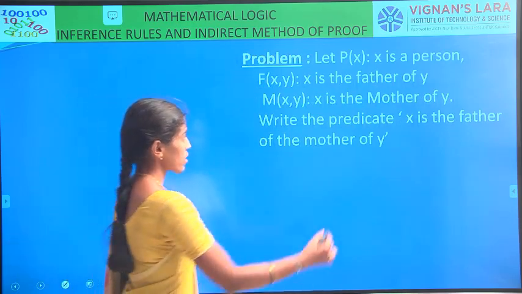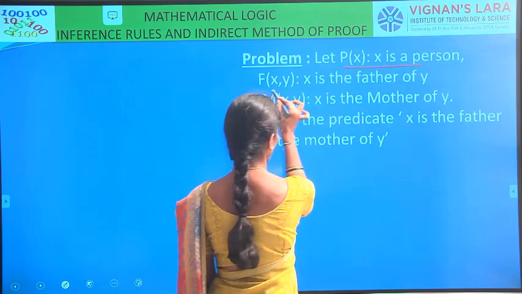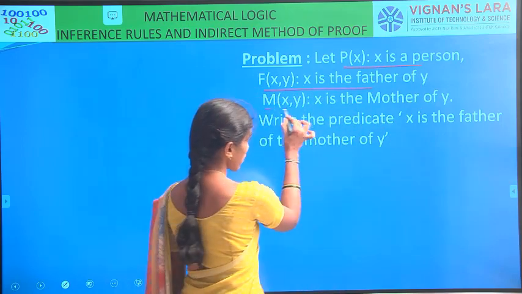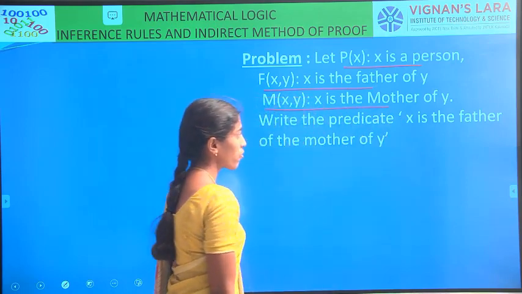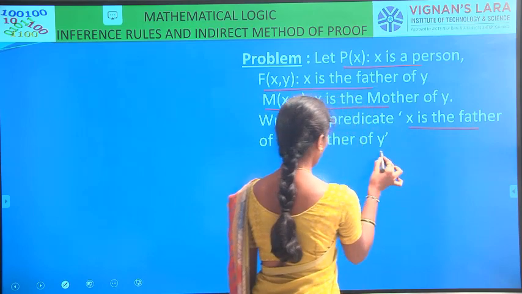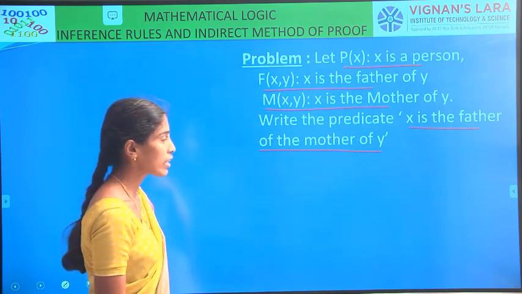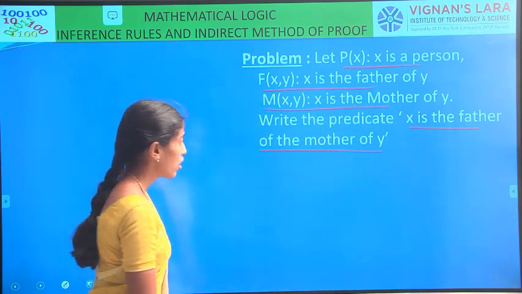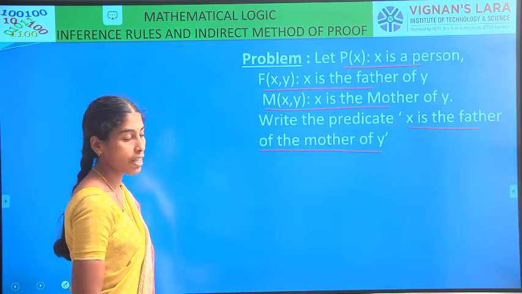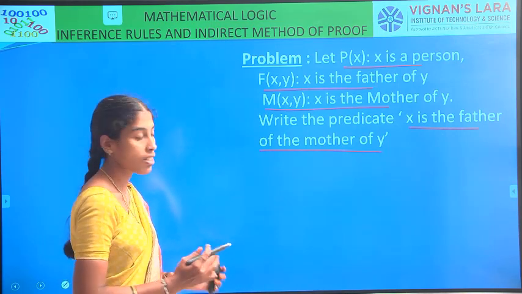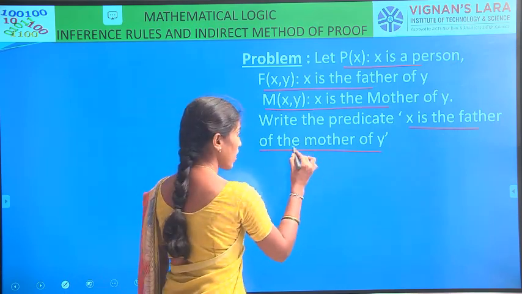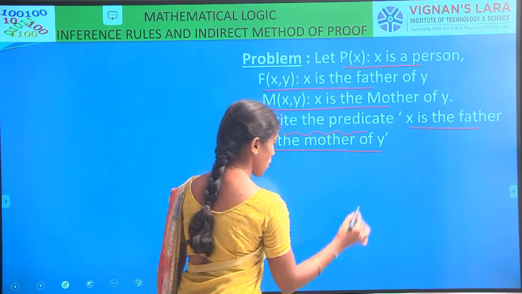Let P of x: x is a person. F of x, y: x is the father of y. M of x comma y: x is the mother of y. Now write the sentence x is the father of the mother of y in terms of predicates, right? If sentences like blood relations are there, we have to start the sentence from the right side onwards. What is the right side sentence? Mother of Y. It is completed.